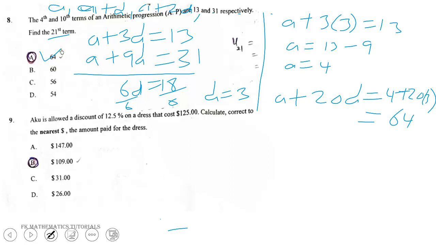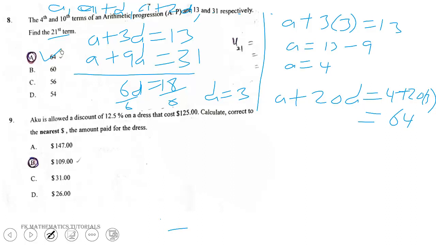Aku is allowed a discount of 12.5% on a dress that costs $125. Calculate correct to the nearest dollar the amount paid for the dress. So the discount is 12.5%. So we calculate that discount and take it away from the cost of the dress.